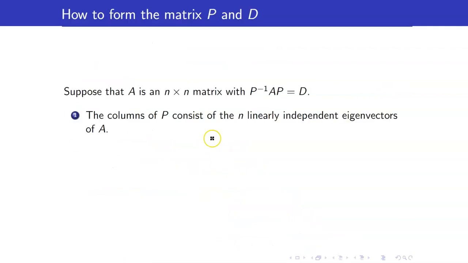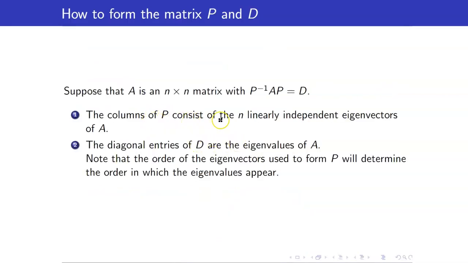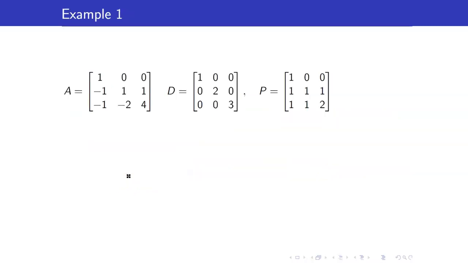So here is what we did. The columns of P consist of the n linearly independent eigenvectors of A, and the diagonal entries of D are the eigenvalues of A. And note that the order of the eigenvectors used to form P will determine the order in which the eigenvalues appear. So for example, let us look at this matrix that we had earlier. A is diagonalizable, and this matrix P diagonalizes your A.